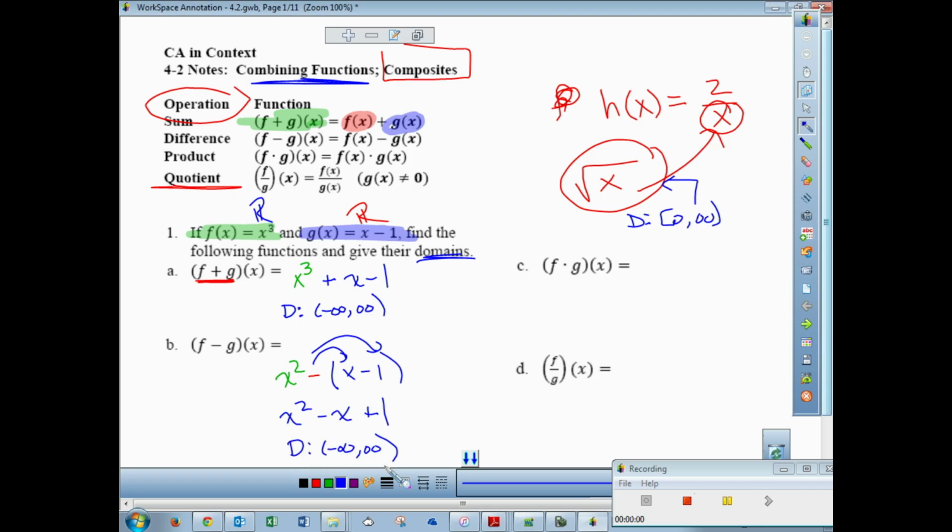Cool with that? Now on this one, they want us to multiply them together. So green one times the blue one. I want you to note there's a major difference.